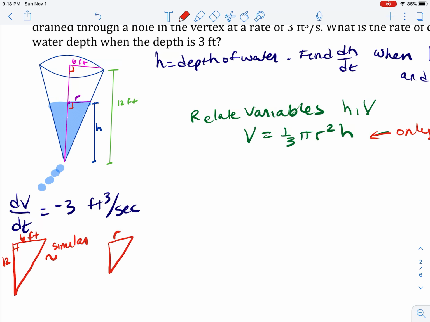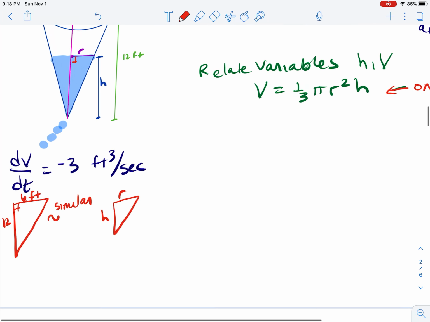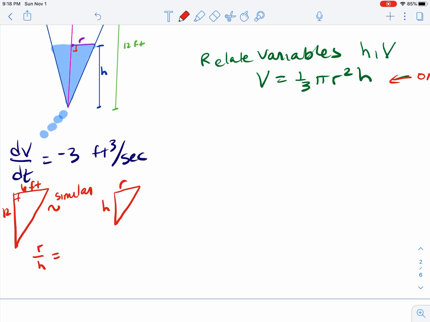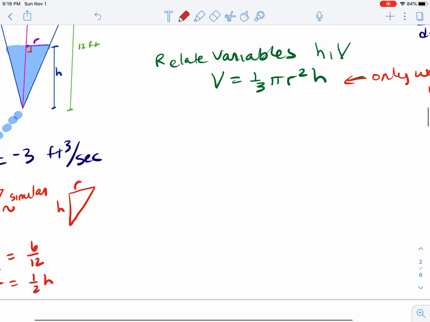is going to be similar to the smaller one of r with my h, right? And because corresponding sides are proportional, I can see that r over h is going to equal 6 over 12. So in solving for r, because I want to replace the r, I get r equal to 1/2 times h. Good. So I'm going to substitute that value in here for r, so that I can get something that is entirely in v and h.